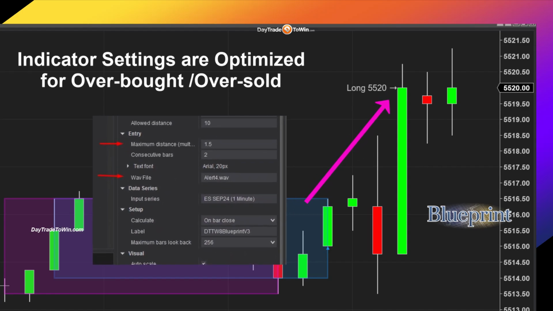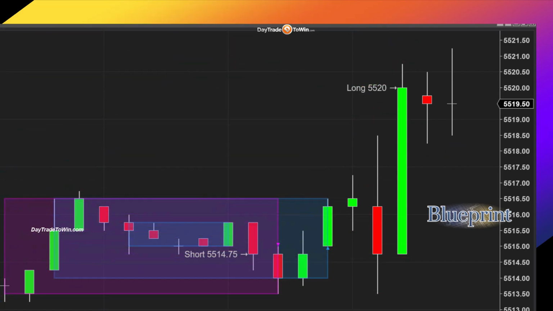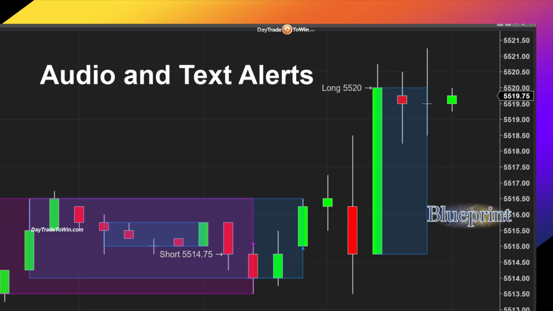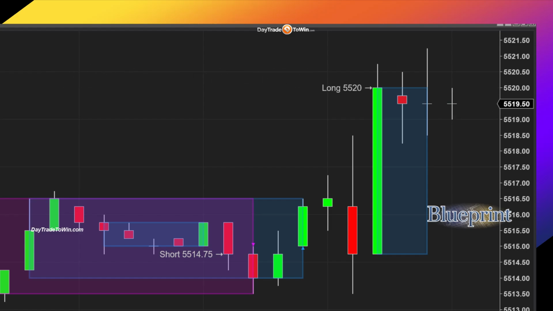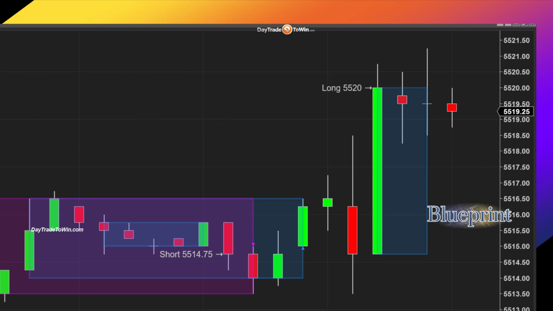Now this is a little further away than I'd like to enter into the market. So before jumping in, one of the tips that we have at Day Trade to Win is make sure it's not overbought or oversold. Now there's another alert. We're going to hear these audible alerts. These alerts are for TradingView and for NinjaTrader. So that chime you heard was an audible alert for TradingView.